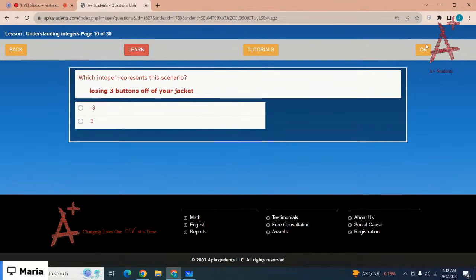Losing 3 buttons off your jacket. So which is the correct option? That's a loss, right? And the loss is always negative. So it would be -3, right?